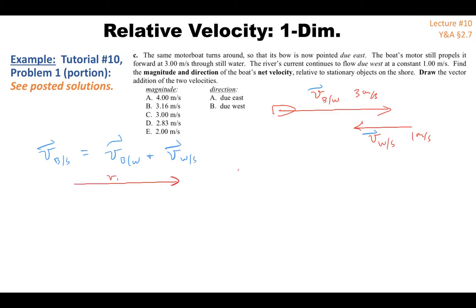Here's the velocity of the boat with respect to the water, 3 meters per second. And now, going back in the other direction, we have the velocity of the water with respect to the shore, 1 meter per second. So if I draw the sum now, again, the sum is the vector that goes from the start of the first vector to the tip of the last vector. So that's this vector right here. That's the total, or net, or resultant, or sum. And that's the velocity of the boat with respect to the shore. And by inspection, we can see that that is simply equal to a magnitude of 2 meters per second due east.